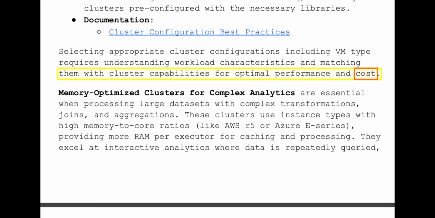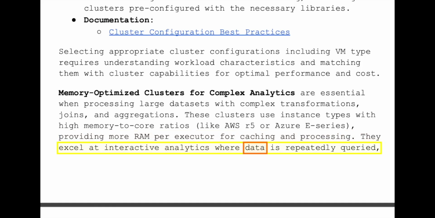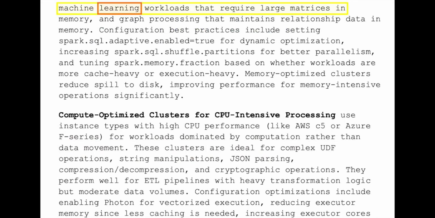and cost. Memory optimized clusters for complex analytics are essential when processing large data sets with complex transformations, joins, and aggregations. These clusters use instance types with high memory to core ratios, like AWS R5 or Azure E-Series, providing more RAM per executor for caching and processing. They excel at interactive analytics, where data is repeatedly queried, machine learning workloads that require large matrices in memory, and graph processing that maintains relationship data in memory.